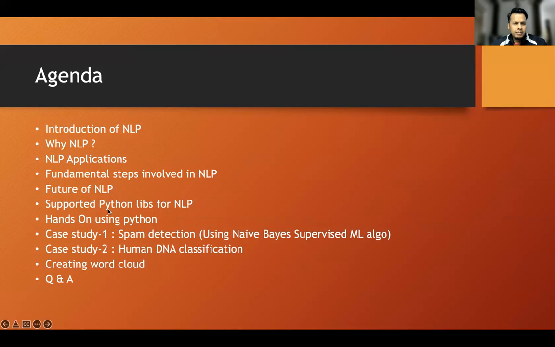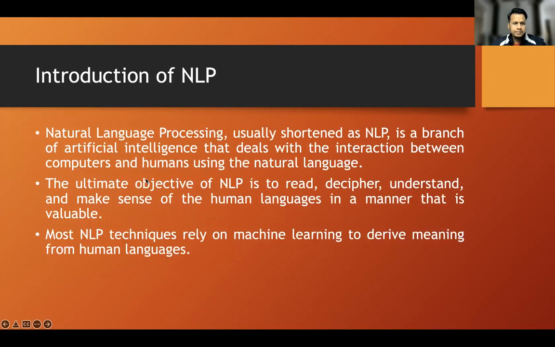Supported Python libraries for NLP, hands-on using Python. And once all the NLP concepts are over, I'll take 2-3 case studies based on text data. One is a very famous data set, spam detection using the naive-bayes supervised ML algo. I'll talk about this when I'm covering this particular algorithm in machine learning. Another case study will be human DNA classification. Both will use the naive-bayes supervised ML algo. And at the end we'll see creating a word cloud. Let's move to the next slide.